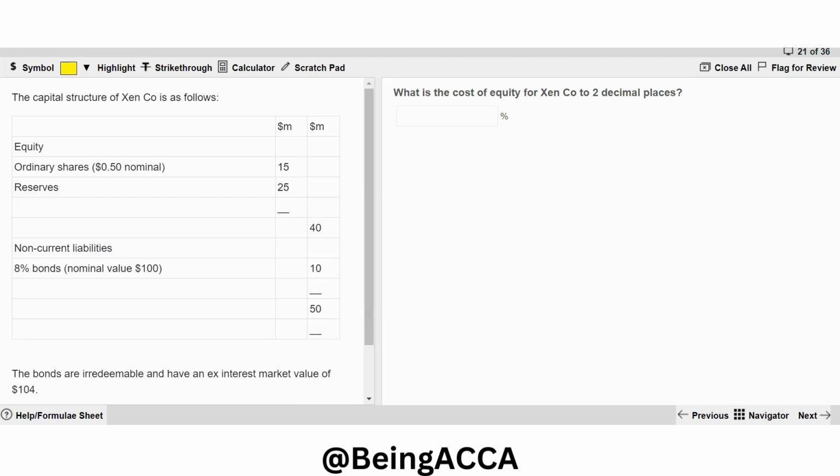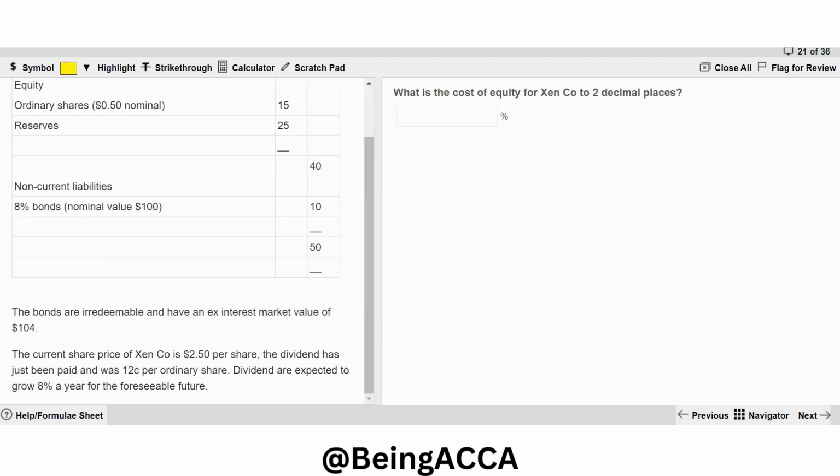We have equity, ordinary shares, reserves, non-current liabilities. We have 8% bonds. The bonds are irredeemable and have an ex-interest market value of $104. The current share price of Xen Company is 2.5 per share. The dividend has just been paid and it was 12 cents per ordinary share. Dividends are expected to grow 8% a year for the foreseeable future.